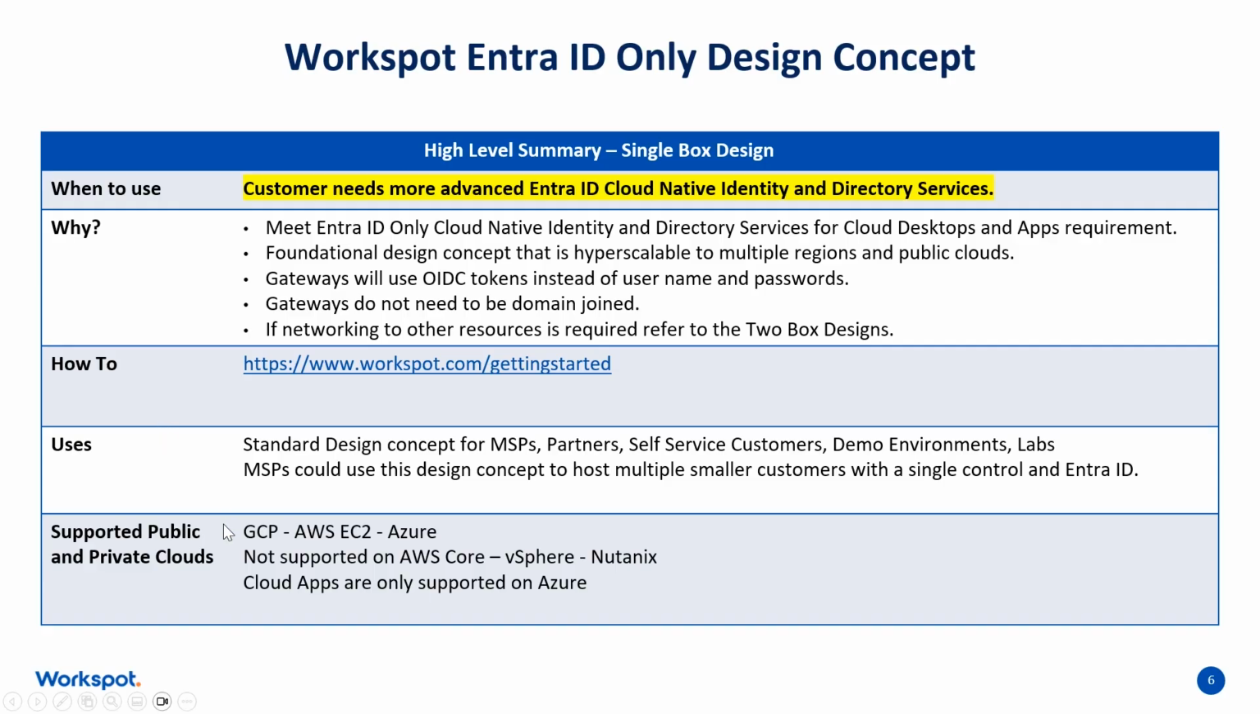One thing to note here, though, it's supported on GCP, Azure, and AWS EC2. Currently, AWS Core doesn't support this, so we'd have to use a hybrid mode for that. And the same thing with vSphere and Nutanix. We would simply use a hybrid type of mode. We'll cover that a little bit later. One other thing to note, though, with respect to cloud apps, Microsoft only supports this on their cloud. So if we need cloud apps, and if we're on GCP or EC2, what we would have to do there is use that hybrid mode where we bring the legacy Active Directory back into the picture.